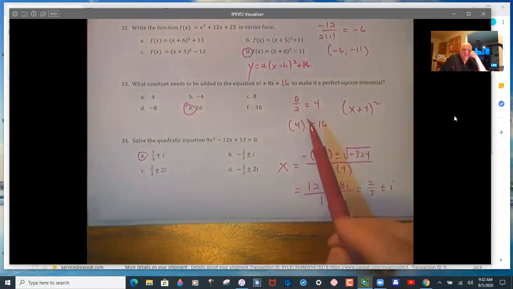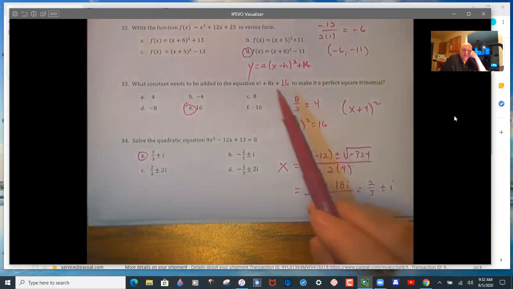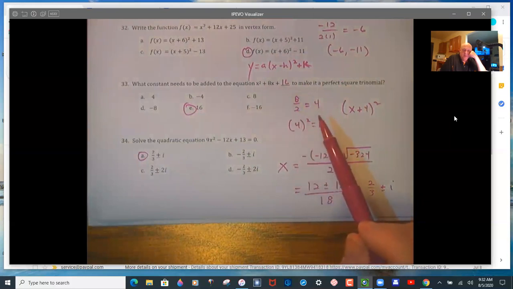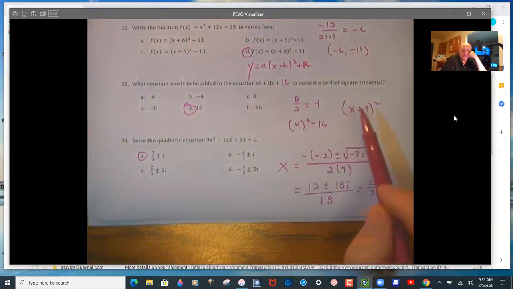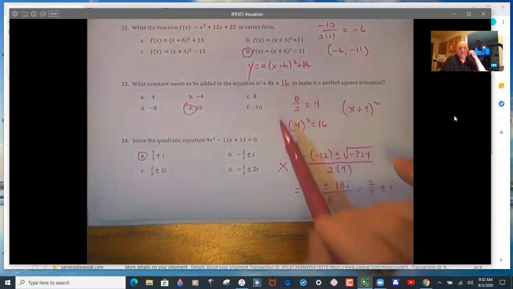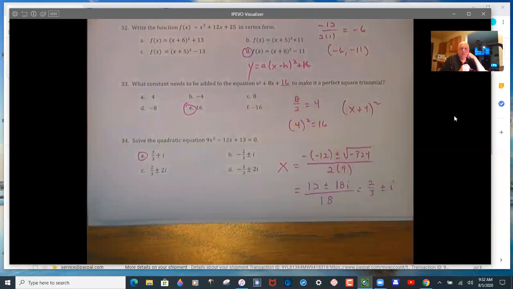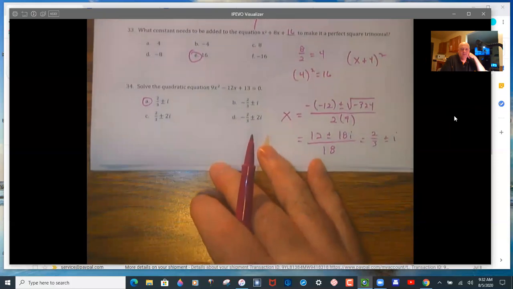All right, perfect square trinomial. So you're dividing 8 by 2, that's 4. So it's x plus 4 squared if you're doing that part. And then you square that to get 16, and that's what you add to both sides. So they want to know now, what is that number that you're adding to both sides?